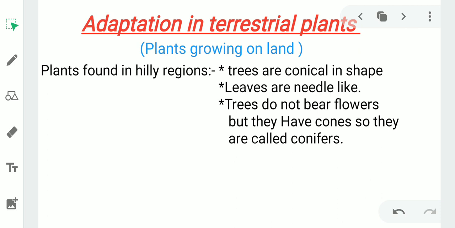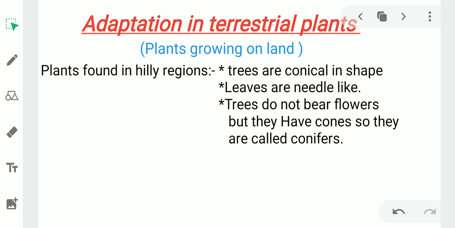Adaptations in terrestrial plants. What are terrestrial plants? The plants growing on land are called terrestrial plants. Terrestrial plants are found in hilly areas also. What are the adaptations in plants which are found in hilly areas?